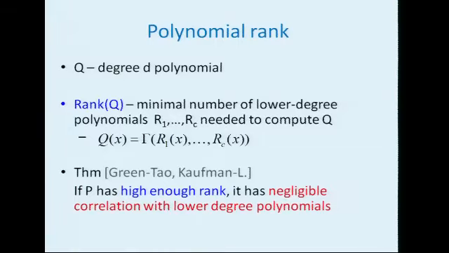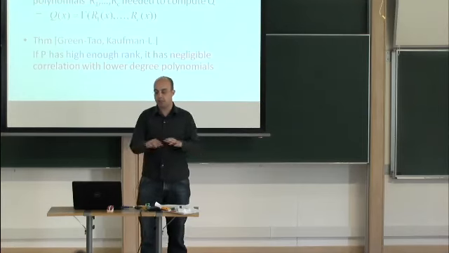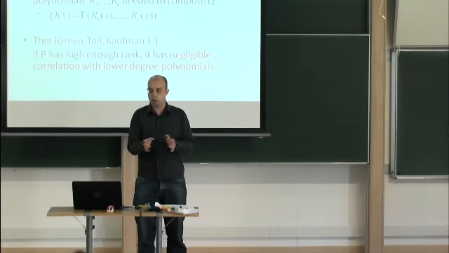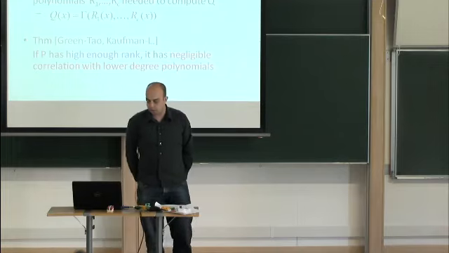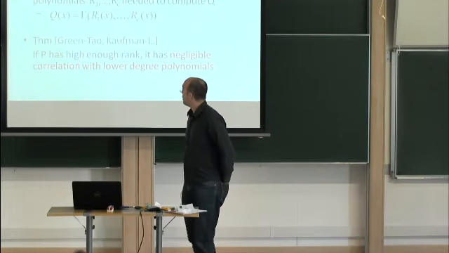So the rank of a polynomial, as I said, is just the minimal number of polynomials of lower degree you need to write it. And it's just some measure of the pseudo-randomness of this polynomial. So think of polynomials being random if you cannot write it as a function of a small number of lower degree polynomials.